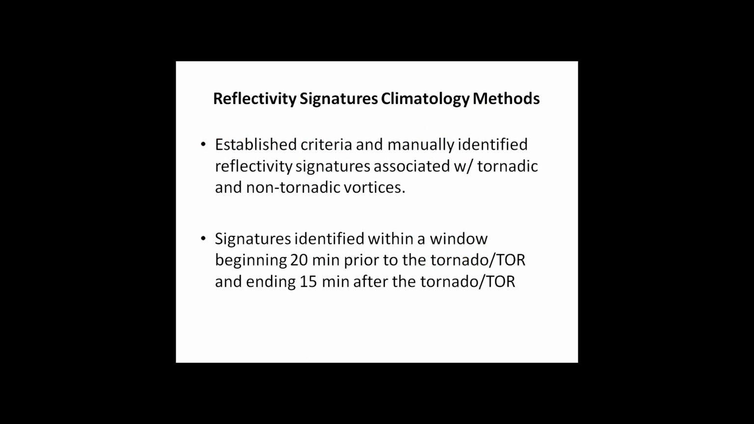Next, we'll move on to the reflectivity signatures climatology. We'll look at several different signatures, many of which are pretty common, but a few are not as common. I established criteria for these and manually identified them in association with the tornadic and non-tornadic vortices. I identified these signatures within a window that started 20 minutes prior to the tornado for the tornadic vortices, or 20 minutes prior to the first false alarm warning for the non-tornadic vortices, and then ending 15 minutes after this time.